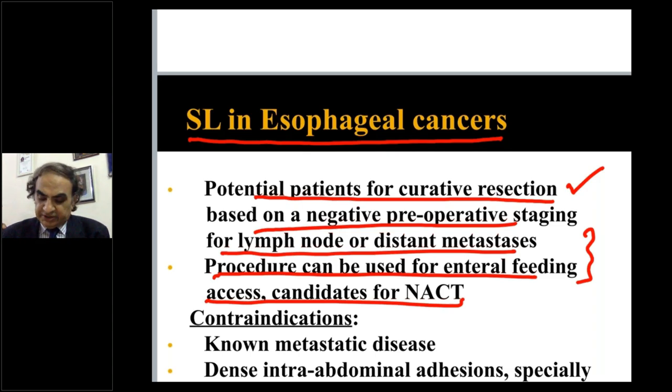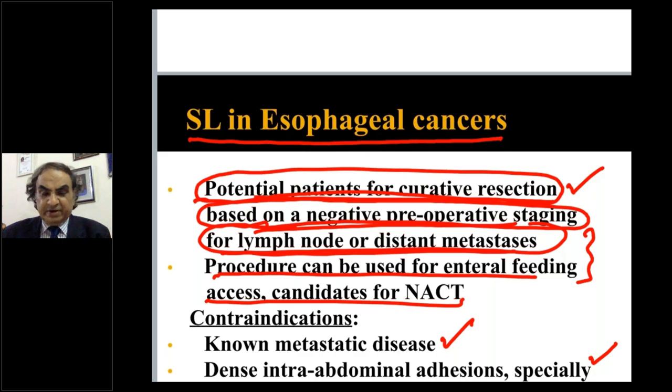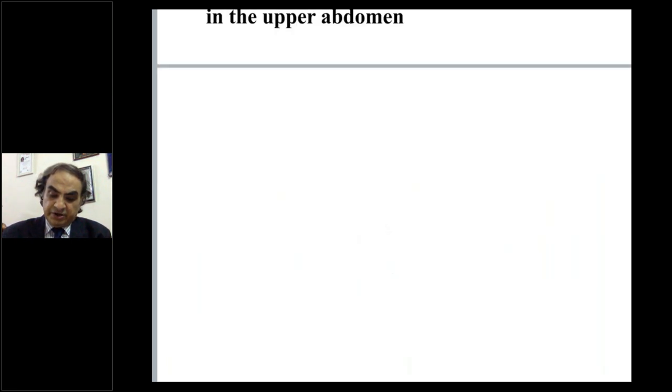And contraindications are known metastatic disease and intra-abdominal lesions. So the indication and contraindication are more or less similar. But repeating it, there is a potential patient for curative resection. You don't mess it up. Basically it's based on high quality preoperative staging imaging procedures, for both lymph nodes and metastasis, I'm highlighting it. Then if you think you can do enteral feeding through this, in any case you're putting in a scope, so you can do a diagnostic laparoscopy. In known metastatic disease and intra-abdominal adhesions, the contraindication would be based on the same logic. I'm just going to come to the conclusion of it now.